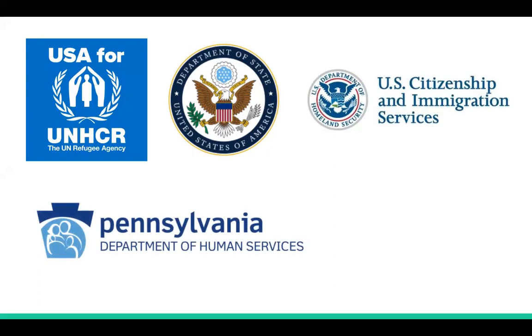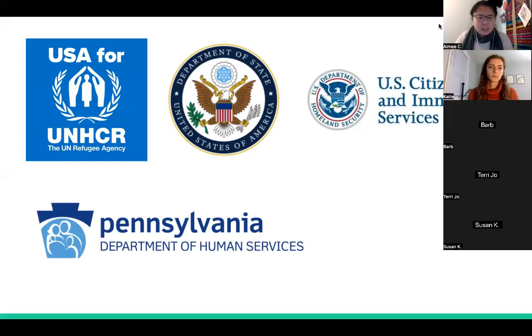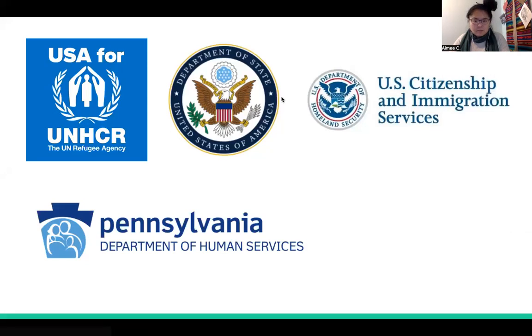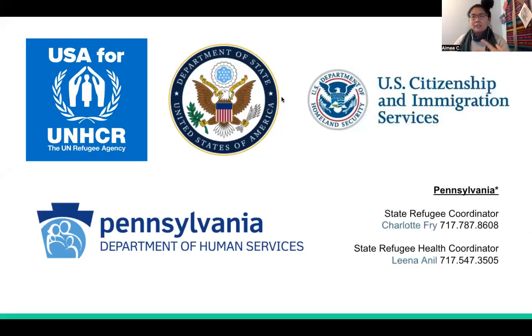And then we also have, so I believe the USCIS is part of the Department of Homeland Security, but you can fact check me if you want. And then we also have our Pennsylvania Department of Human Services, which is different. And that's where our refugees are also filtered through, or the Pennsylvania Department of Human Services has a lot to do with our refugees here. And then we actually have a state refugee coordinator and a state refugee health coordinator. So I thought that was interesting.